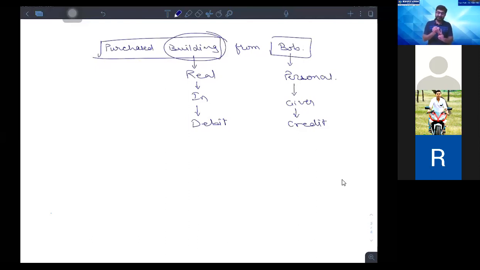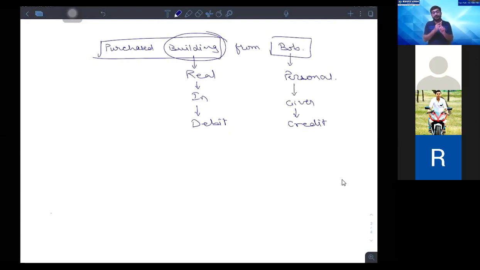Second is asset. Asset is basically something that you have purchased for long-term use in the business. And third is consumable, something that you have purchased for short-term use in the business, not for the purpose of resale. That is what we call consumable.